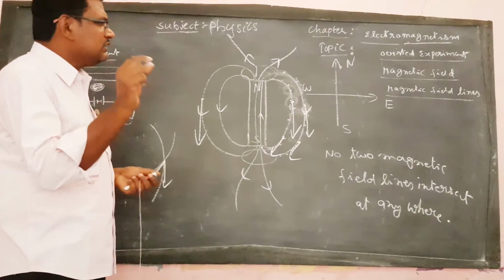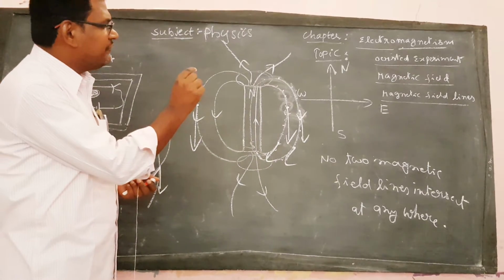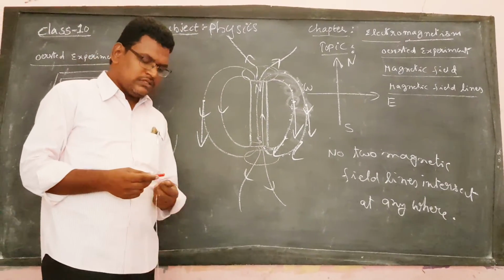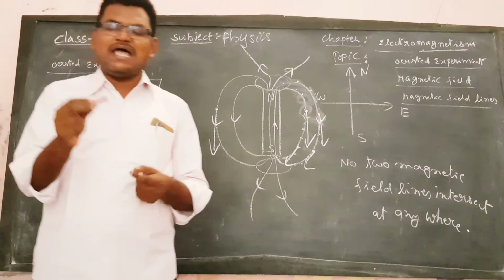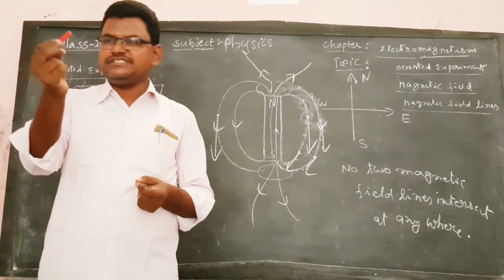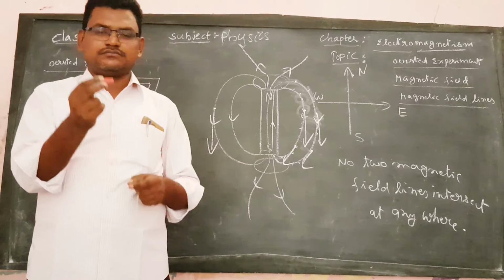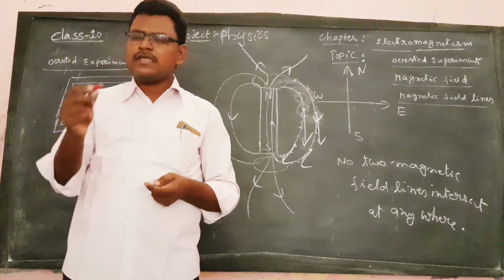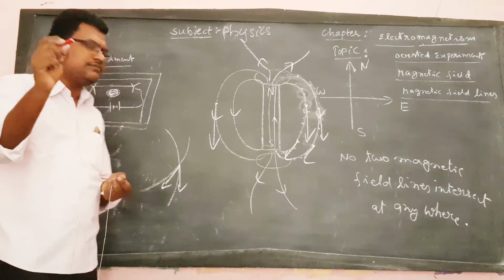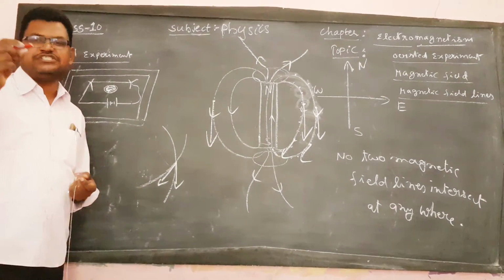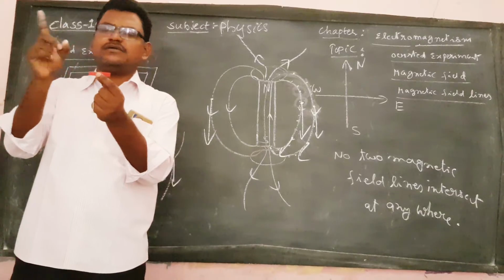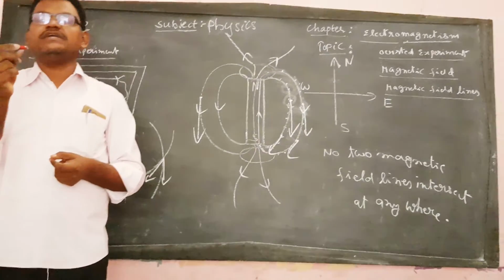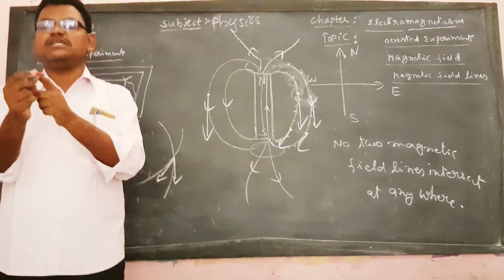So this is the information about the magnetic field and magnetic field lines. Moreover, this is a bar magnet, so it has two ends. One end is called the north pole and the other end is called the south pole. Monopoles of a magnet do not exist. In a magnet there are always two poles, north and south.